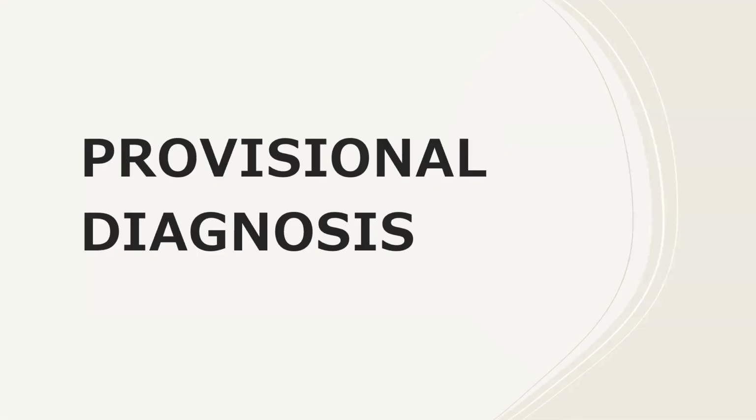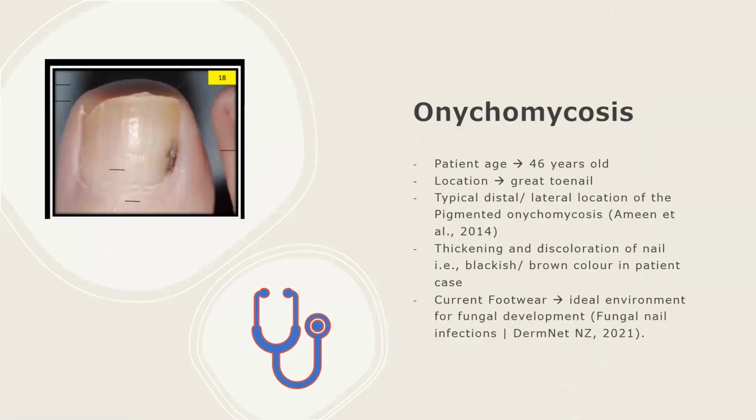Okay, now on to our provisional diagnosis of onychomycosis. The reasoning for this provisional diagnosis is the fact that the patient is 46 years old and onychomycosis is common with increased age. It most often involves the great toenail as noted in the patient case. The distal lateral location of the pigmented onychomycosis is very typical. Furthermore, it often spreads and becomes larger in surface area and eventually develops total dystrophic nail.